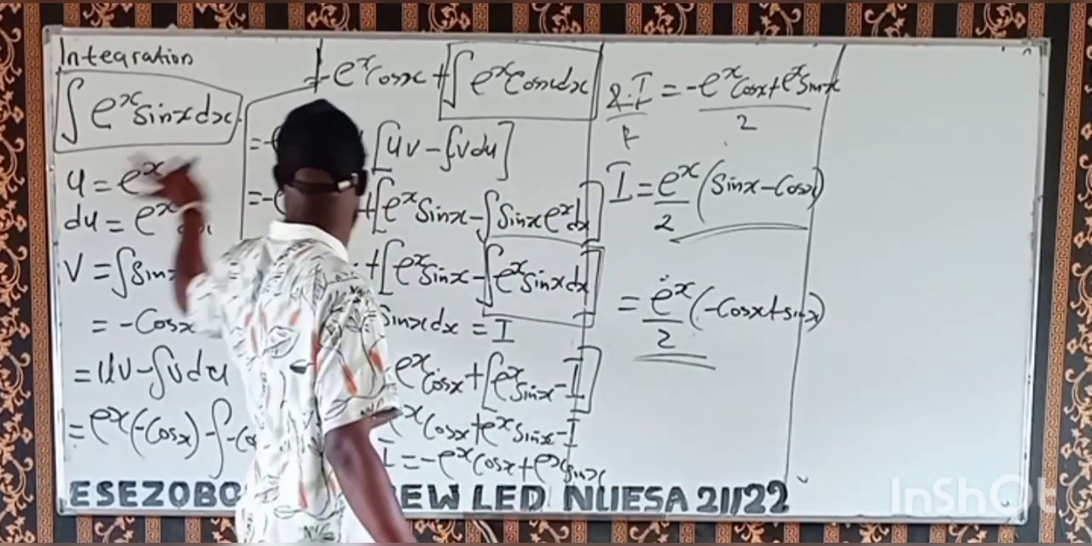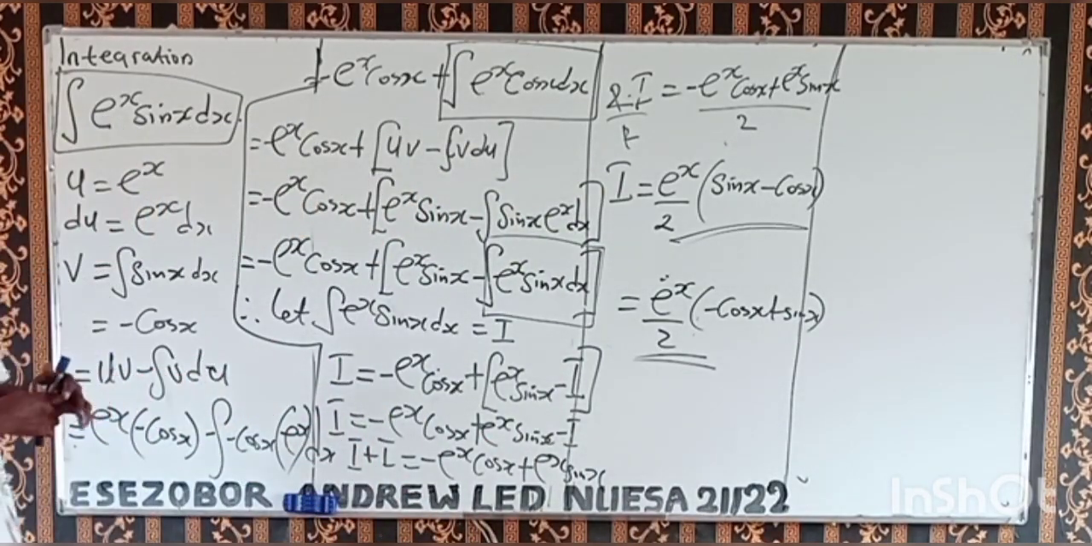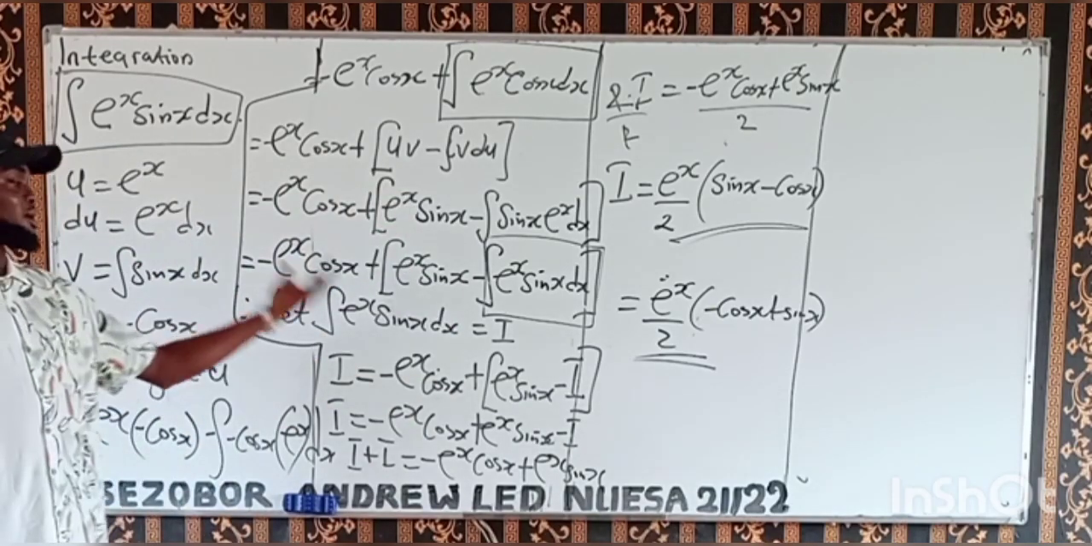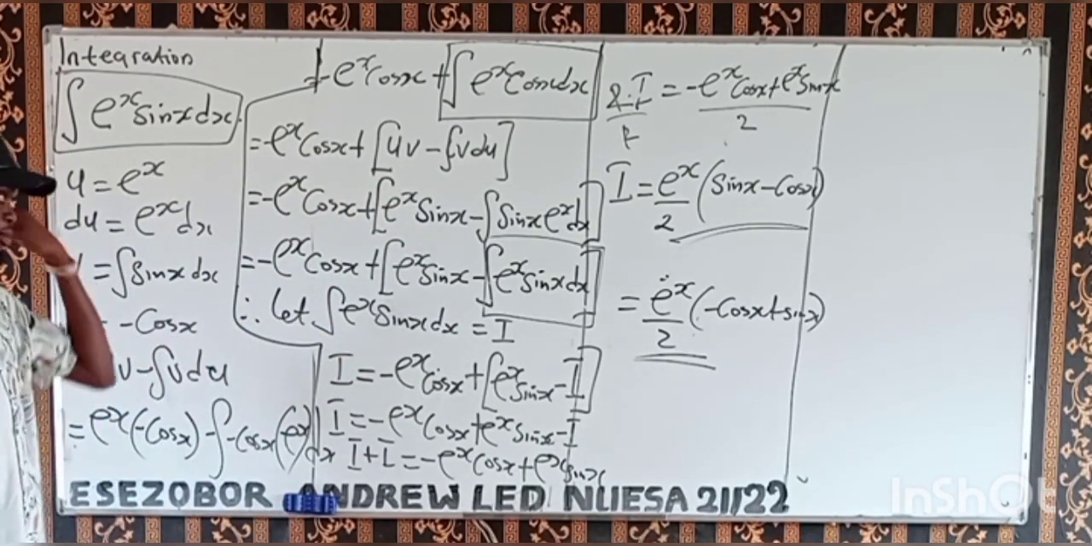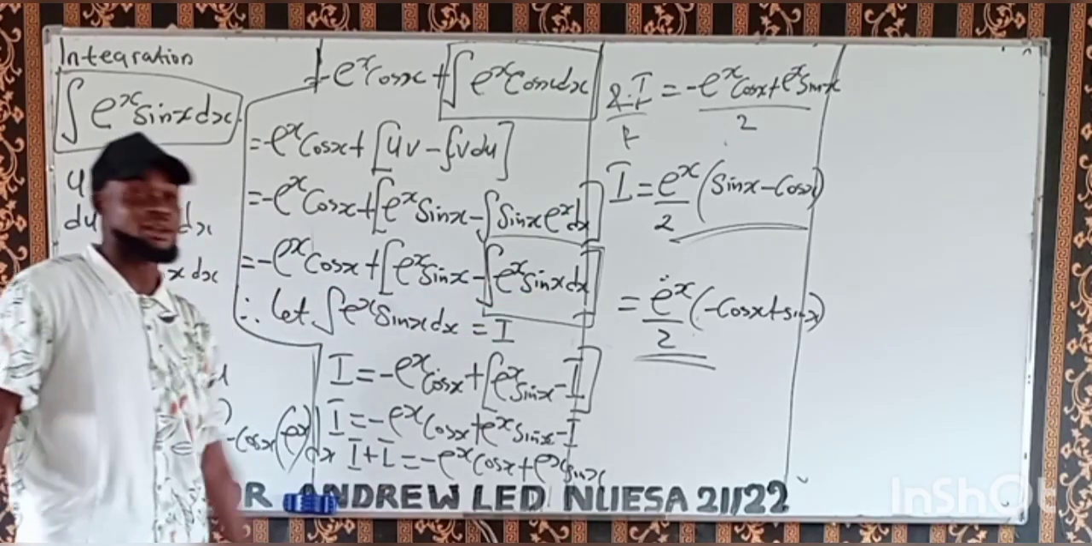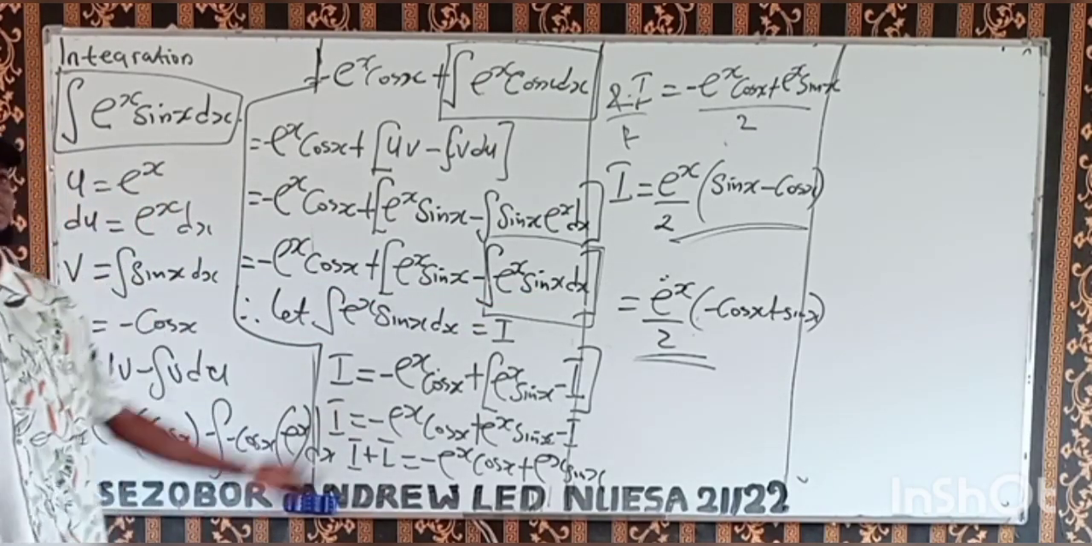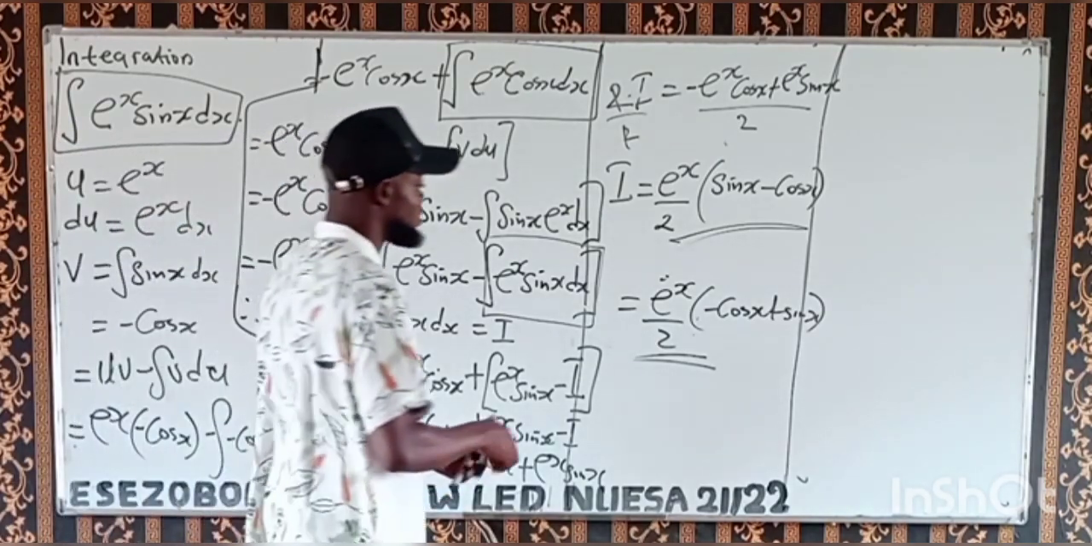So this is how we do this for trig functions. Integrate the first time, integrate it again, then you call your question I. The question will show up here after you have integrated the second time. Then find the value of I. That will become the answer. That's how we do this.